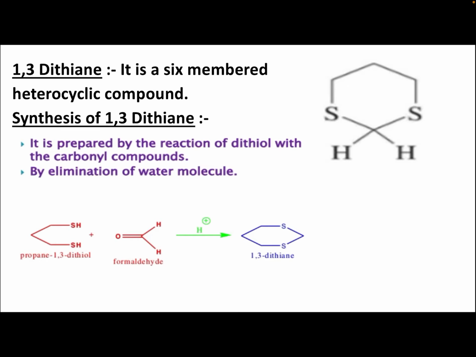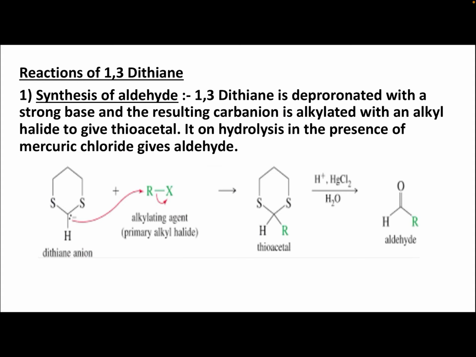Synthesis of 1,3-dithiane. It is prepared by the reaction of dithiol with carbonyl compounds by elimination of a water molecule. You are seeing this is propane 1,3-dithiol. In the presence of formaldehyde, we are getting the 1,3-dithiane molecule. So propane, CH2 CH2 CH2 SH SH. In positions 1 and 3 you are having sulfur, so thiol groups are there, so it is propane 1,3-dithiol. It is called a dithiol. Next, formaldehyde, C double bond O, H H. In the presence of H plus we are getting 1,3-dithiane. This is the method of synthesis of 1,3-dithiane.